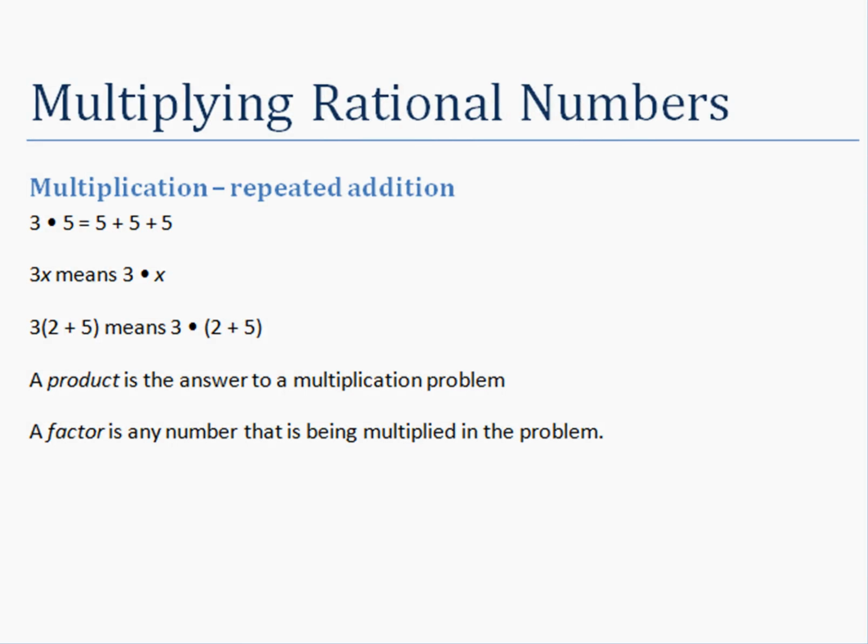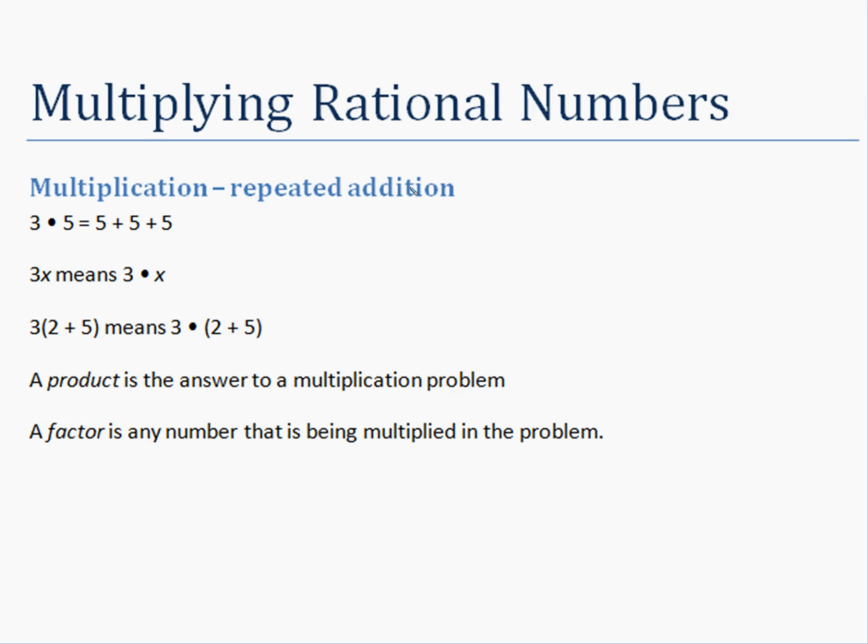All right, what we're going to look at today is multiplying rational numbers. Rational means we can have positives or negatives. So we're going to start off learning about that, but it also means we can have fractions and decimals. Just a reminder of what multiplication is: it is repeated addition, and we are going to use that definition quite a bit today.